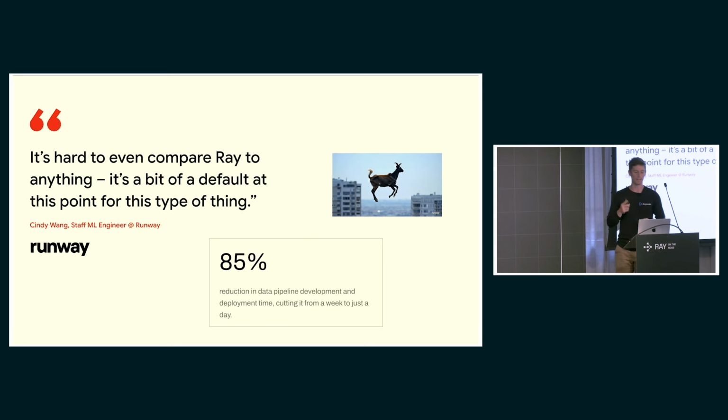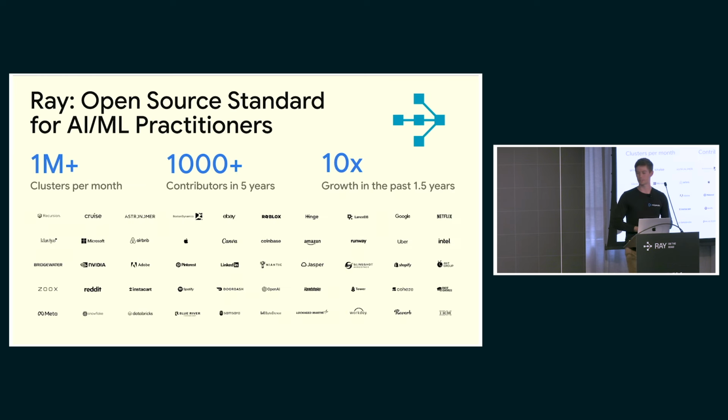And Runway was able to cut their development time, basically the time from when they start working on a new model, including curating and generating data, to when the model is deployed to production, from a week to 1 day. It was basically by migrating on top of Ray and realizing that picture I showed of unifying all the different steps on top of one platform. And it's not just Runway. Ray is really emerging as the open source standard for AI and ML practitioners. A lot of companies from a variety of industries and sizes are standardizing AI/ML infrastructure on top of Ray.